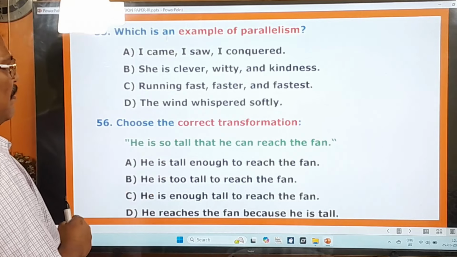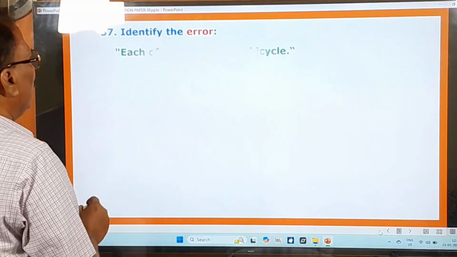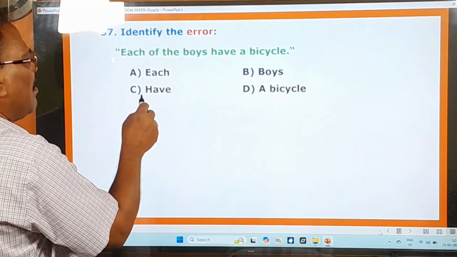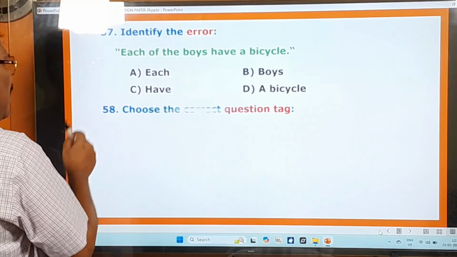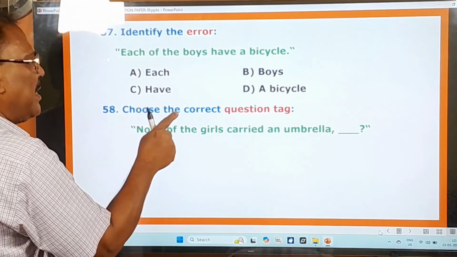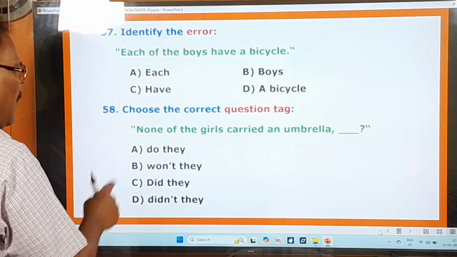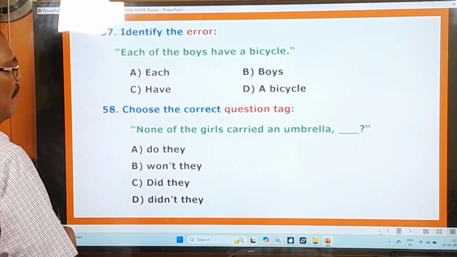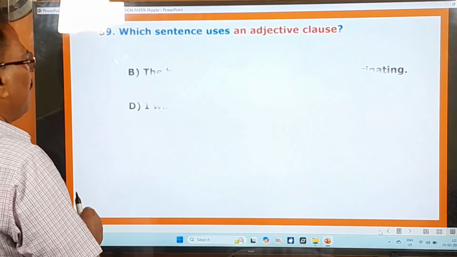57th question, identify the error. Each of the boys have a bicycle. Each boys have a bicycle. 58th question, choose the correct question tag. None of the girls carried an umbrella. What should be the question tag here? Do they? Won't they? Did they? Didn't they? 59th question, which sentence uses an adjective clause?